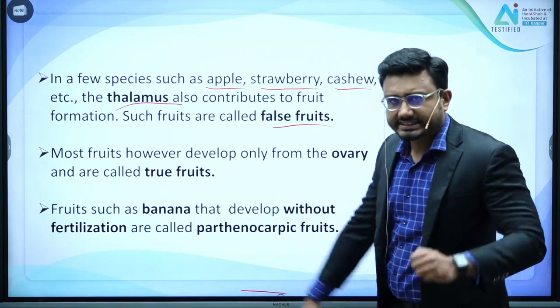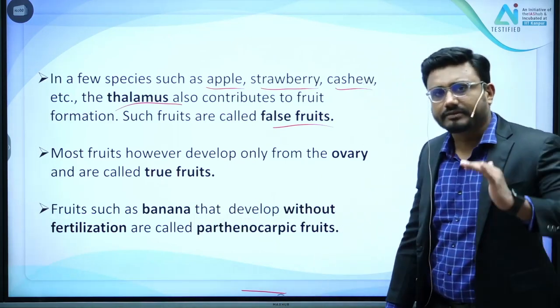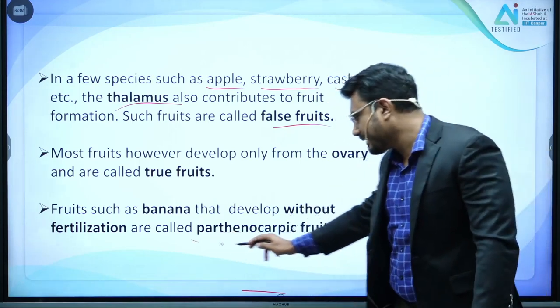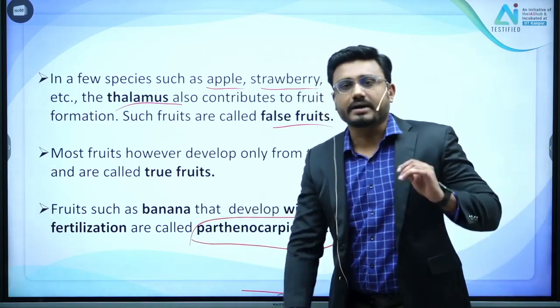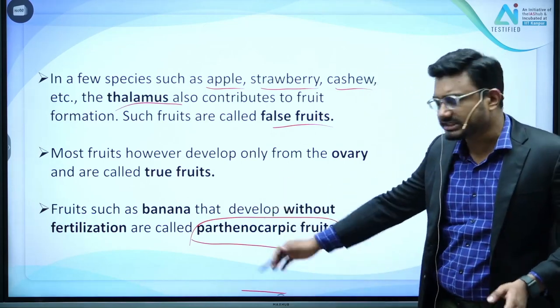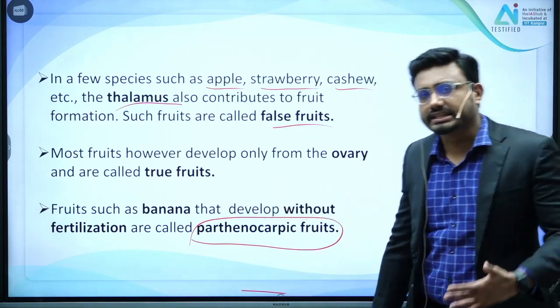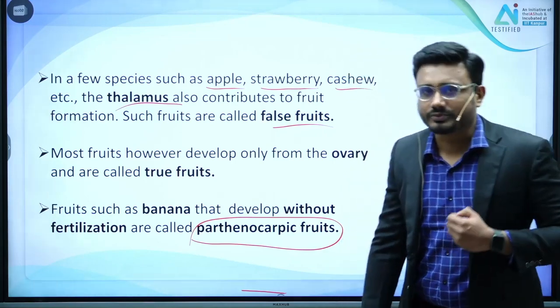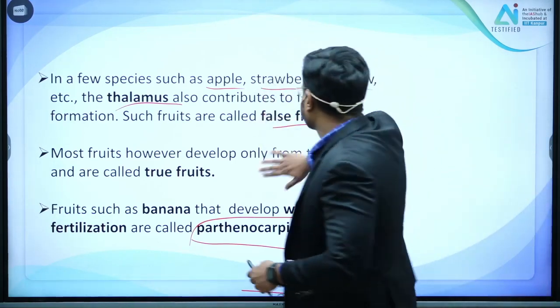Fruits such as banana develop without the process of fertilization. Those types of fruits are known as parthenocarpic fruits, because the development of the fruit happens without fertilization, and fruits such as banana are generally seedless. Now let's move to the next key concept.